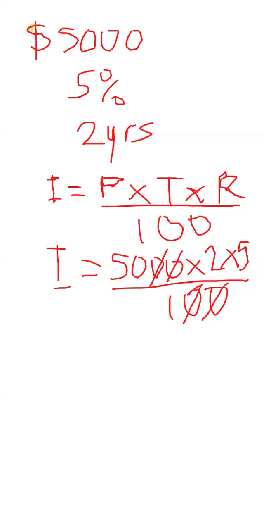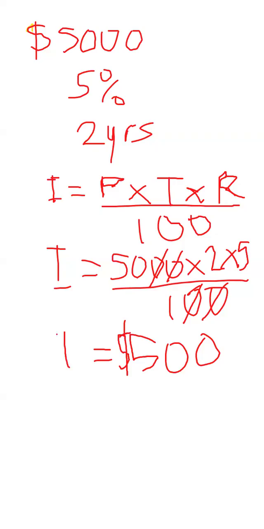Now, of course, we already know that 2 times 5 is 10, right? So if we multiply 10 by 50, we would have 500. And in this case, since the principal is in dollars, the interest will also be in dollars. So that's going to be $500. All right. So yeah, that's it. You could write it down.